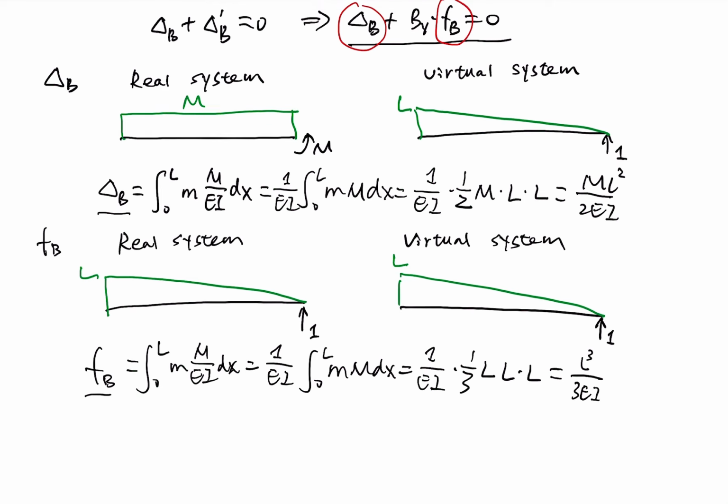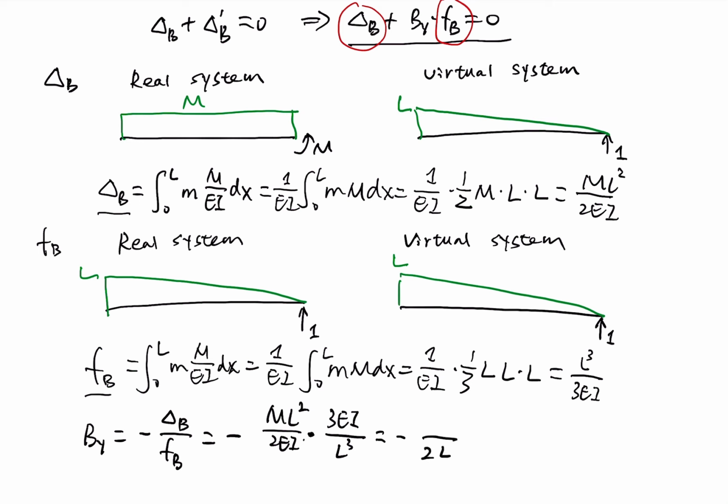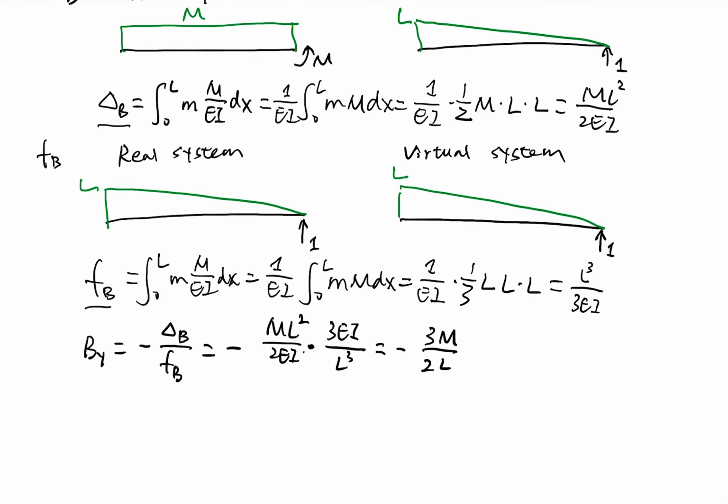So we know delta B, we know FB, then we can evaluate BY. So BY equals negative delta B over FB. The result will be delta B, ML squared over 2EI, divided by L cubed over 3EI. We got the result, negative 3M over 2L. So this is BY.